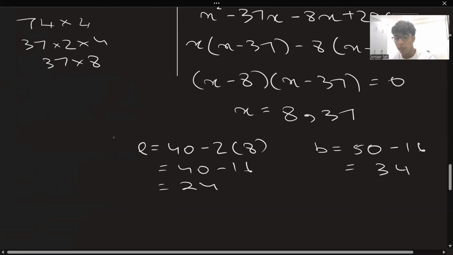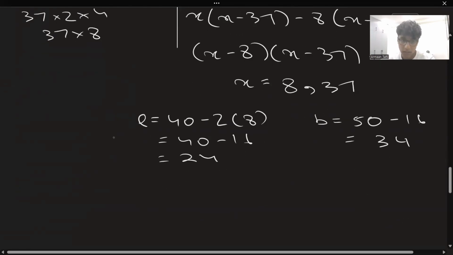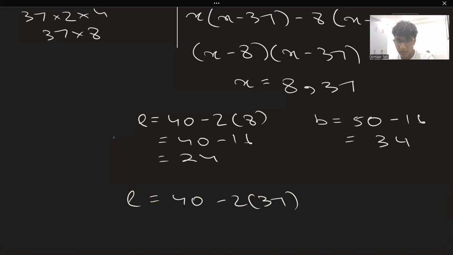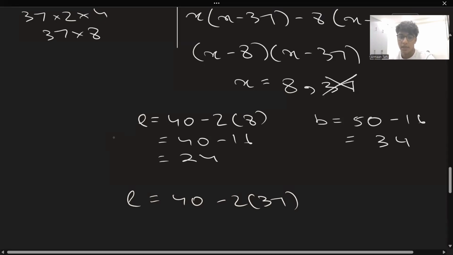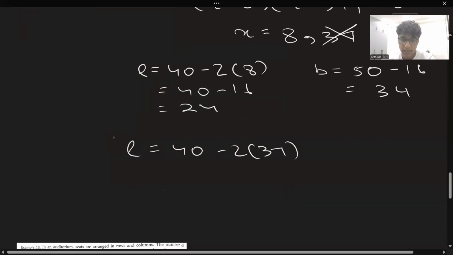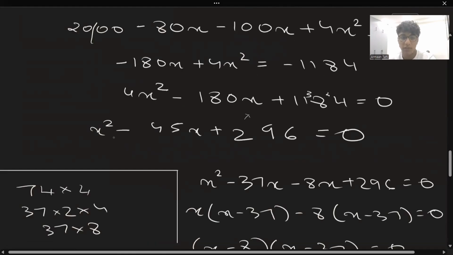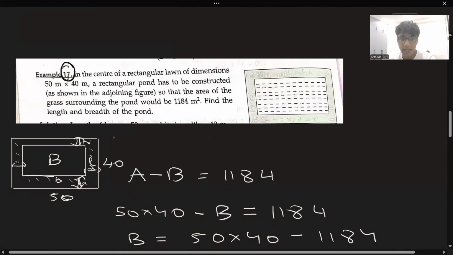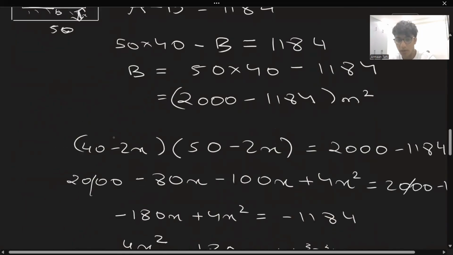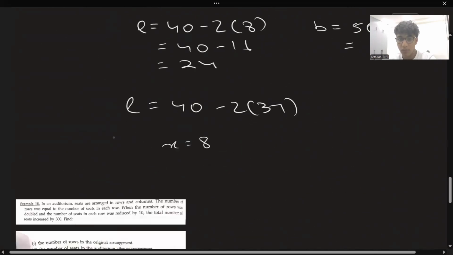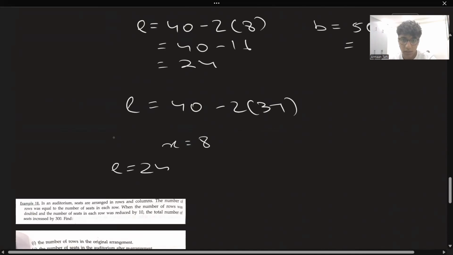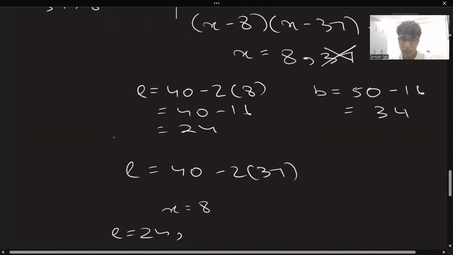No issues here. But now what if I take 37? My length is equal to 40 minus 2 times 37. But can you get a length which is negative? You cannot, right? So that's why you have to reject 37, and your only correct option is x equal to 8. They've asked you to find the length and the breadth of the pond, which is 40 minus 2x and 50 minus 2x. So as we calculated earlier, the length is 24 and your breadth is 34.